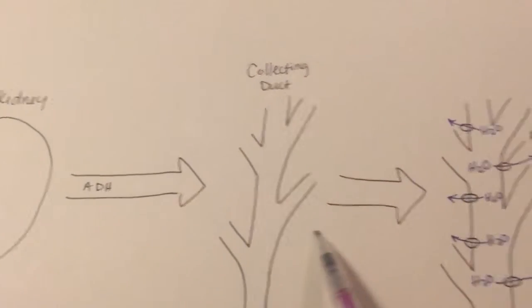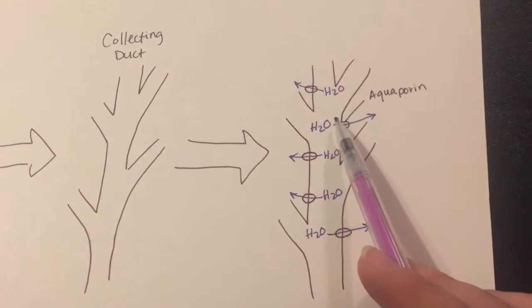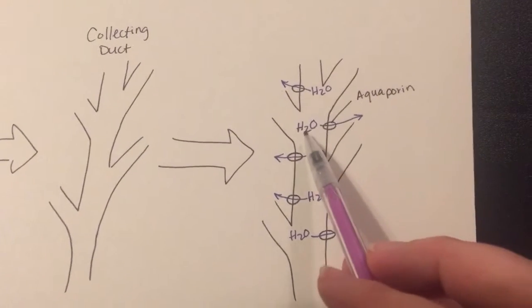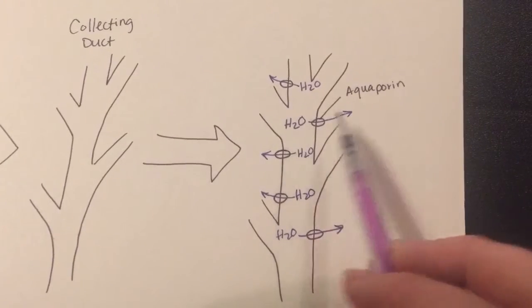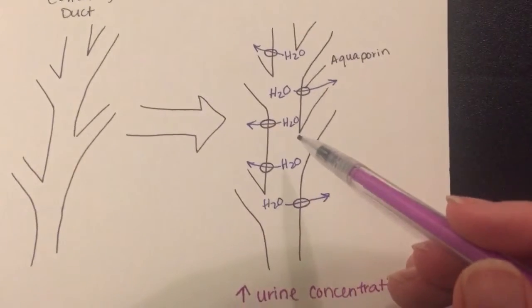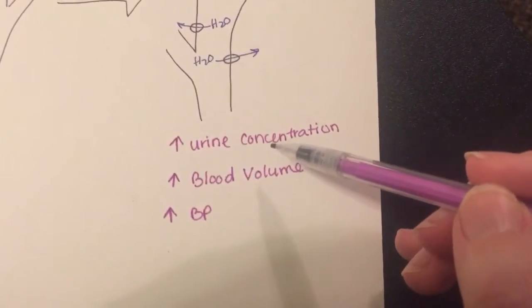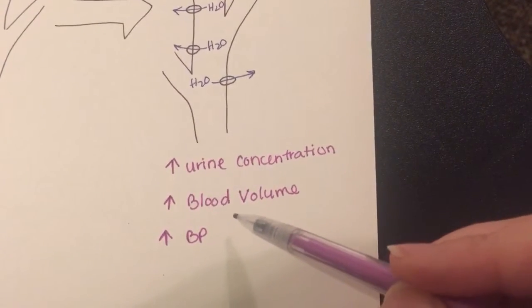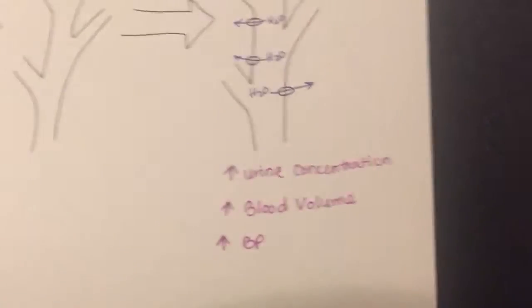And then in the kidneys, it acts on the collecting ducts and inserts these things called aquaporins into the collecting duct walls. This causes a retention of water from the urine into the bloodstream. And with less water in the urine, it increases urine concentration. The more water in the blood increases blood volume and in effect increases blood pressure.